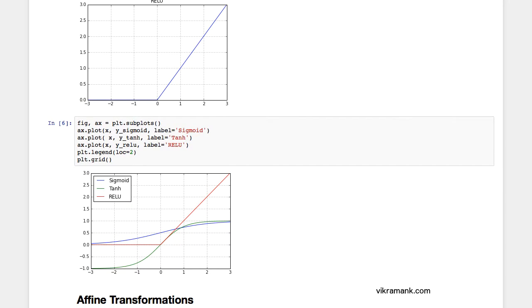So comparing all these three, the red one is the ReLU, the blue one is the sigmoid, and the green one is tan hyperbolic. So for tan hyperbolic, the output is between -1 and 1, and it's continuous and differentiable everywhere.